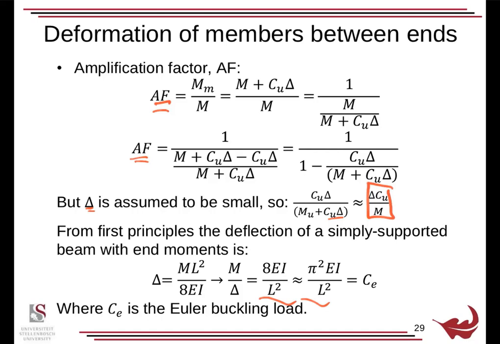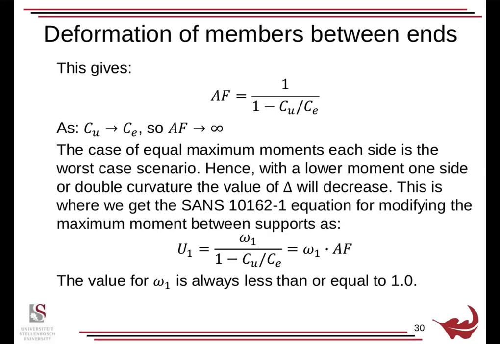And then when we plug that all in together, we end up with an amplification factor in the form of what you saw earlier. So as our force tends to our buckling force, our amplification factor tends to infinity. And the case of equal moments each side is the worst case scenario. So with a lower moment one side or double curvature, the value of delta decreases.